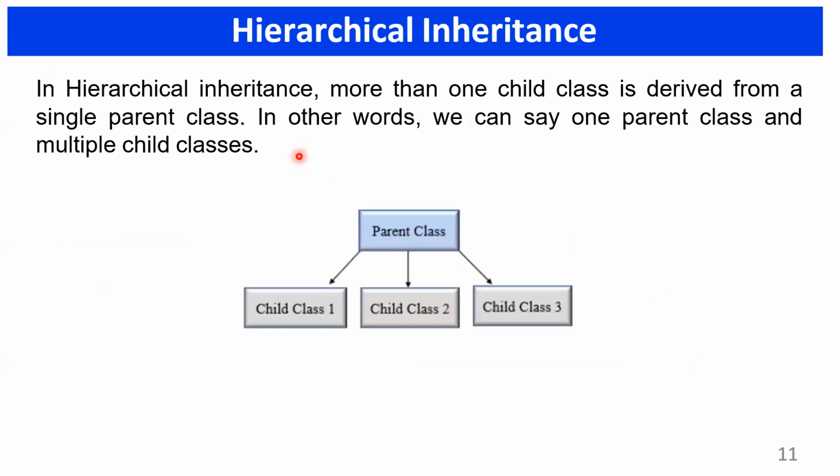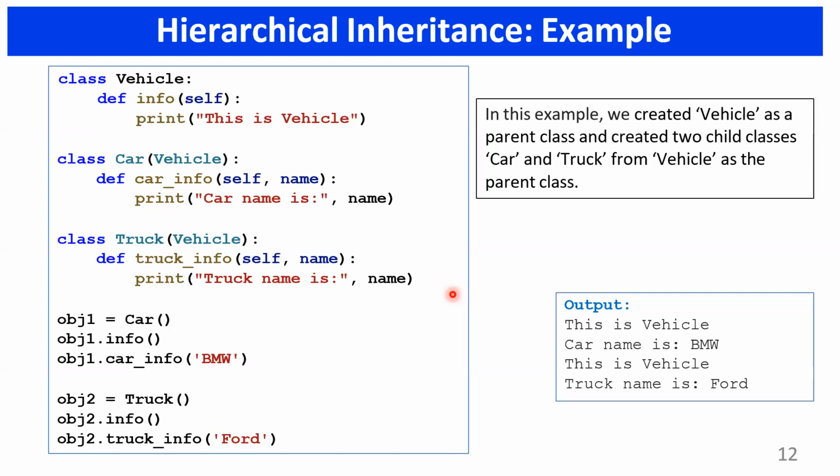And the next category of inheritance is hierarchical inheritance. In hierarchical inheritance, there is more than one child class derived from one single parent class. So we can say that one parent class and multiple child classes is termed as hierarchical inheritance. Let us understand hierarchical inheritance by using an example.